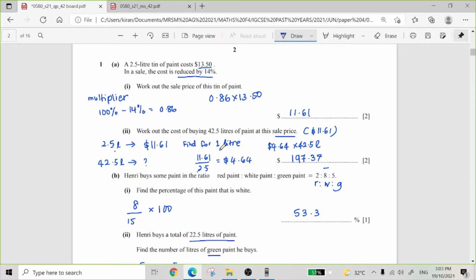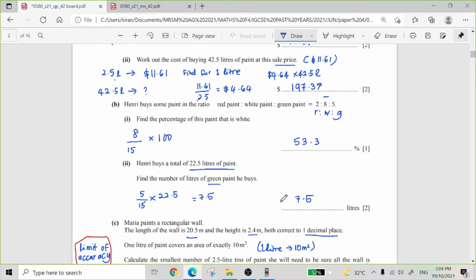So first thing first, we calculate the price for 1 liter. We divide the price $11.61 by 2.5, and we get $4.64. That is the cost for 1 liter, and then we multiply with 42.5 liters, and then we get $197.37. Okay, make sure that your currency is in 2 decimal places.